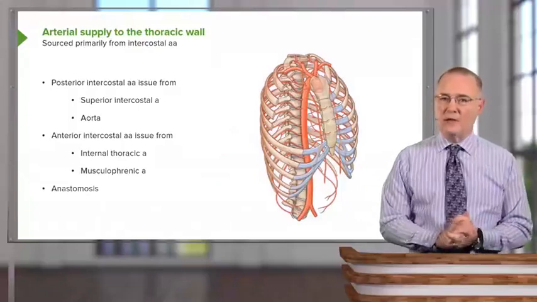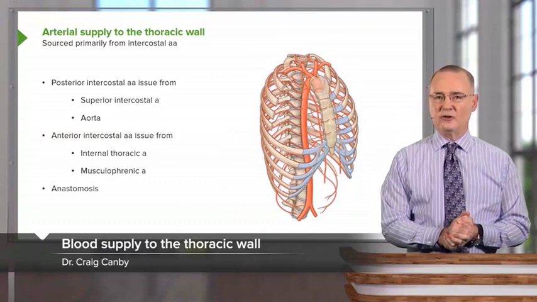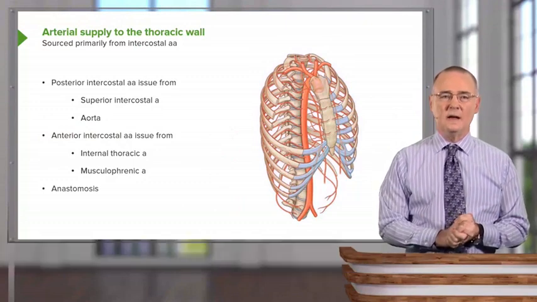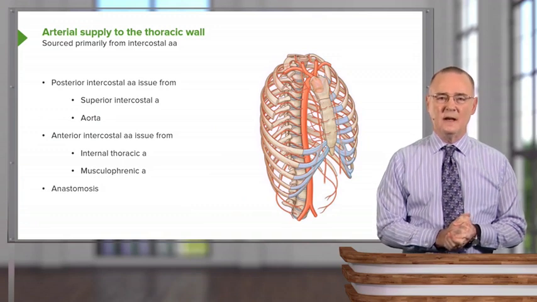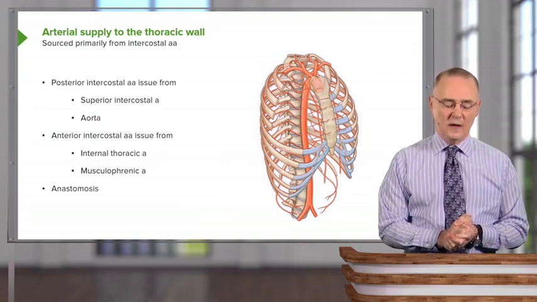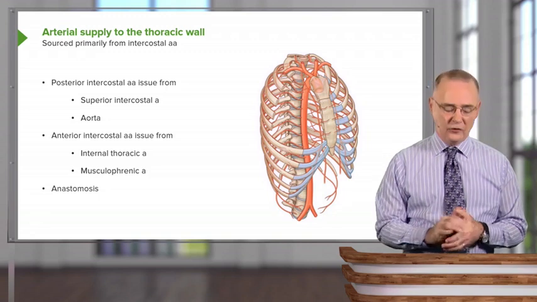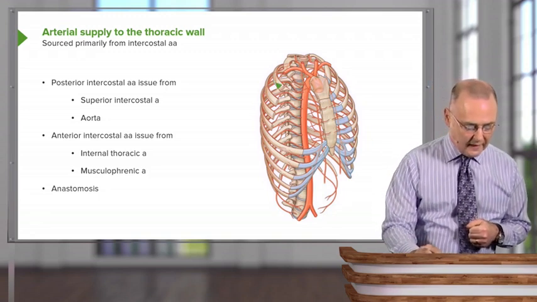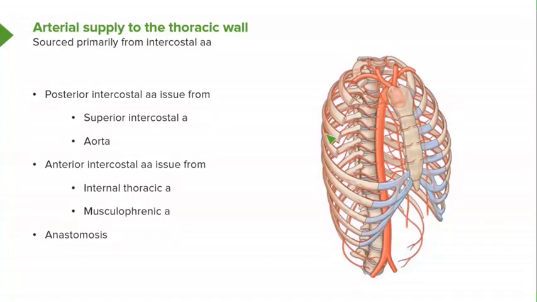Arterial supply to the thoracic wall is covered in another lecture in greater detail. That lecture is on the thoracic vasculature, but most of the arterial supply to our thoracic wall is going to be sourced from intercostal vessels that run within the intercostal spaces. And so you can see many examples of these intercostal arteries traveling within the intercostal spaces.